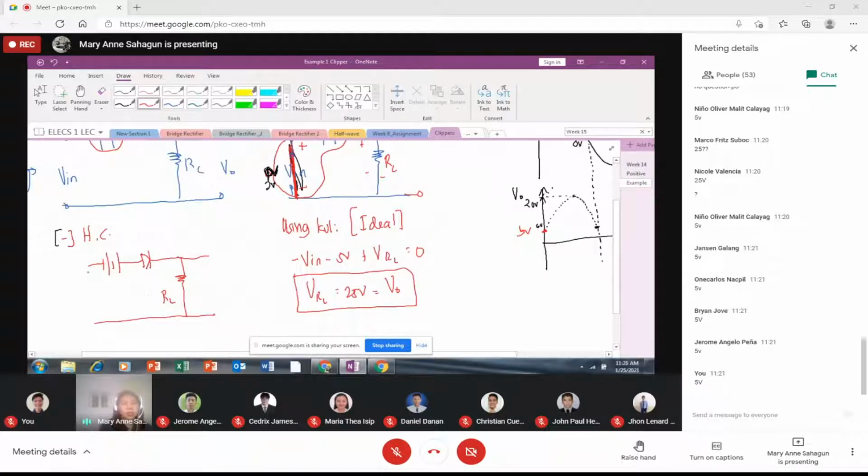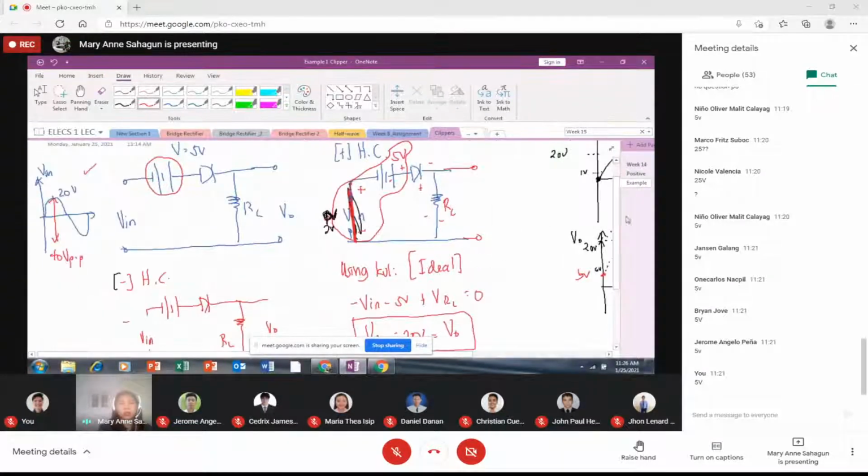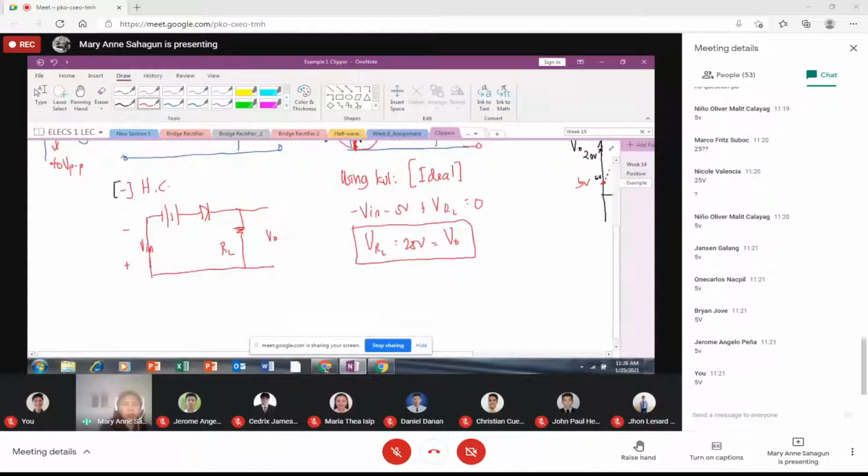Now, let's analyze this one using the negative half cycle. What happens during the negative half cycle? Ideally, negative, positive. But take note, class, the input for your negative half cycle starts with 0 again. Start with 0 again. So meaning to say, once this is simply equal to 0 volts, the diode is still closed. Agree? If it is closed, then the voltage across your RL is simply equal to 5 volts. Agree? During the negative half cycle.